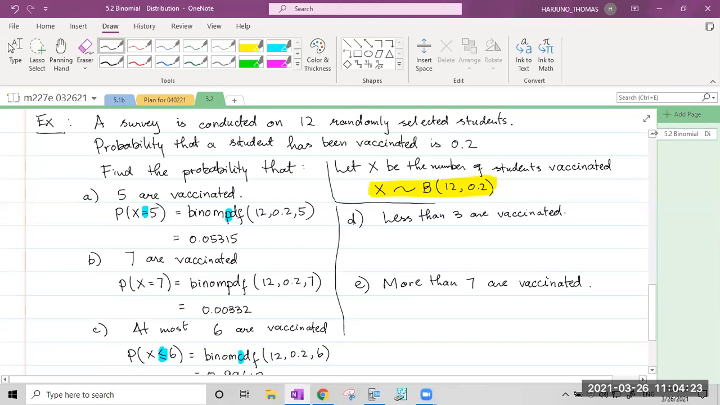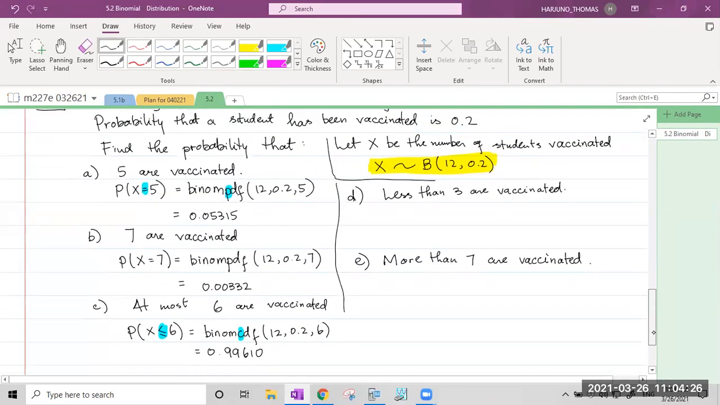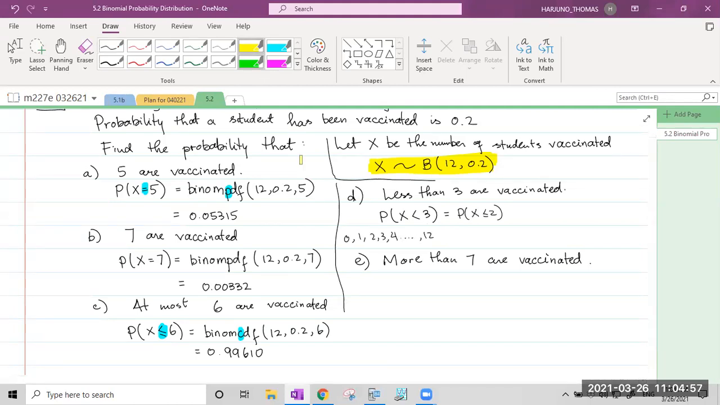Now, how about part D? What is the probability that less than 3 are vaccinated? So the probability that x is less than 3, no equal sign. Let me do the adjustment first. Less than 3 means up to what? It's up to 2, right? Because if you write it down, 0, 1, 2, 3, 4, all the way to 12, less than 3 means only up to 2. Okay, that's less than 3.